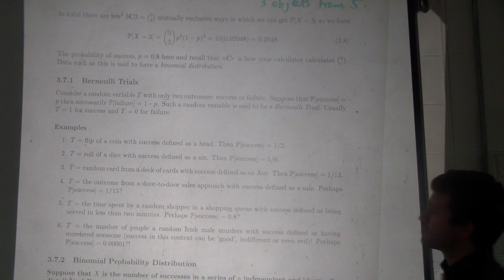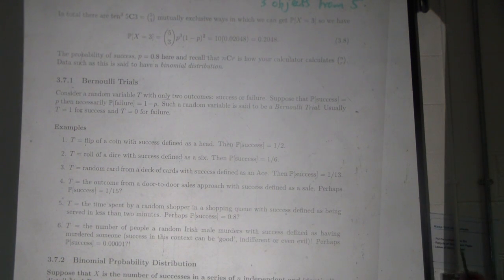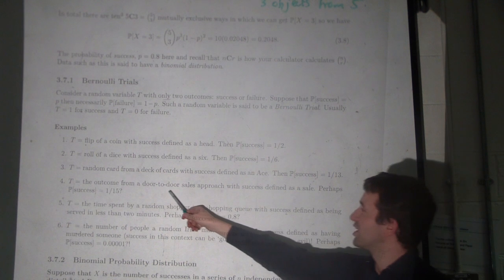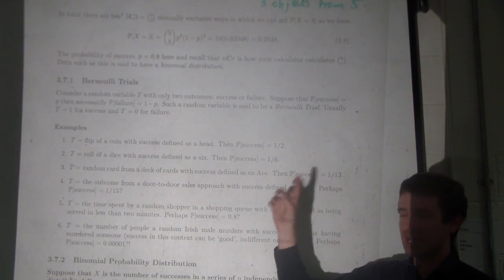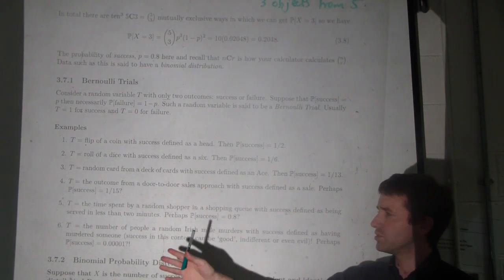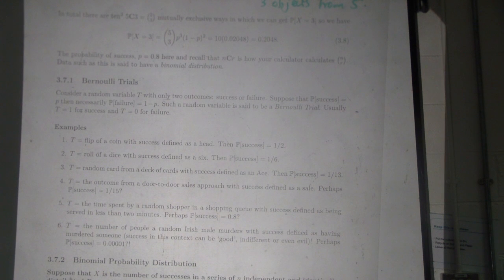The outcome from a door-to-door sales approach. So maybe you go to 100 doors. Now 1 in 15, you must be selling something easy to sell. So you've got a finite number of, well, no, forget about the finite number of doors. We're just looking at a single trial, going to a door, success is making a sale, probability of success 1 in 15. Another one, a single trial is, you look at a random shopper in a shopping queue, if they get served in less than 2 minutes, that's a success.